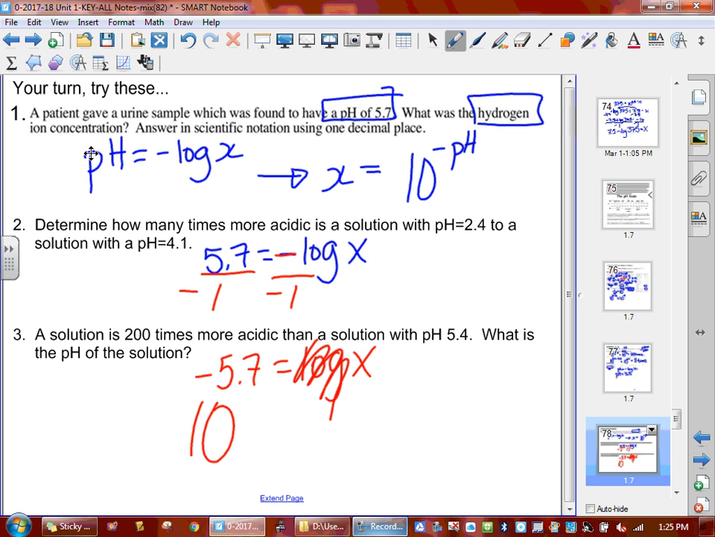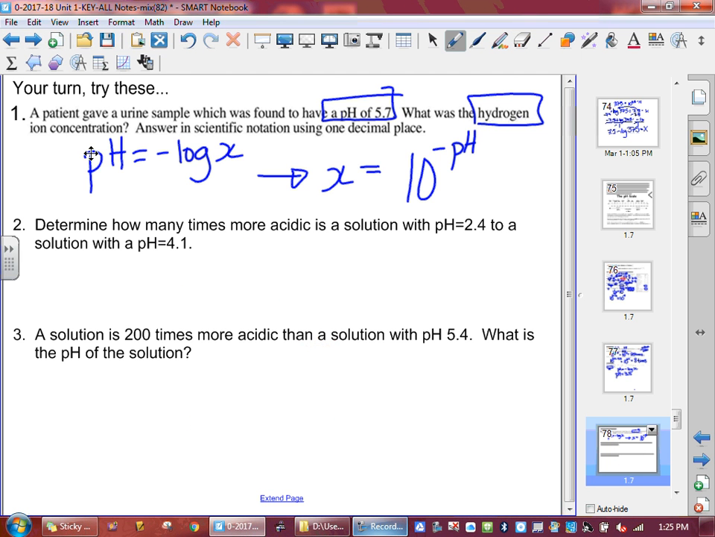What are you guys going to get? Hopefully everybody got x equals 2 times 10 to the negative 6. That's what you should have had for this question. Good to go on that? Okay. I want you guys to try number 2 and 3 right here. I'll give you a couple minutes. Try 2 and 3 real quick.